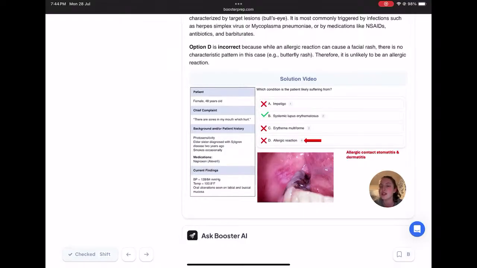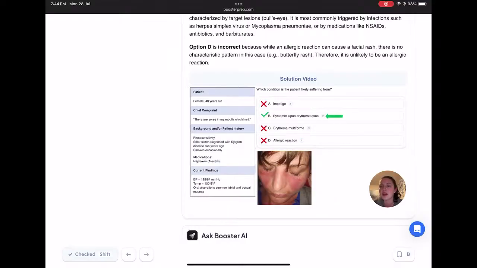A final reason we know that this answer choice was incorrect is because these symptoms would subside if we were able to pinpoint and remove the allergen, but this patient's symptoms would not subside without proper treatment. So when you have a patient with the characteristic malar butterfly rash, when she has oral ulcerations, photosensitivity, and her sister also has Sjogren's syndrome, you know that she likely has systemic lupus erythematosus.